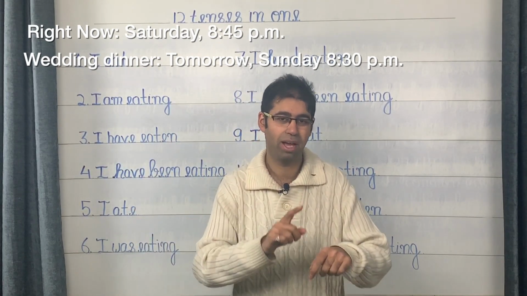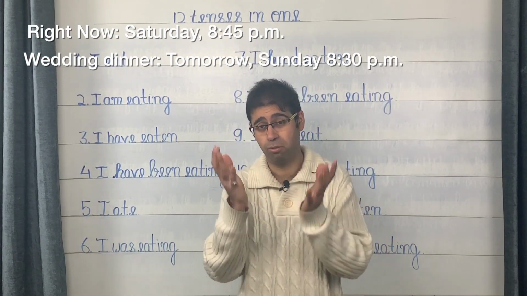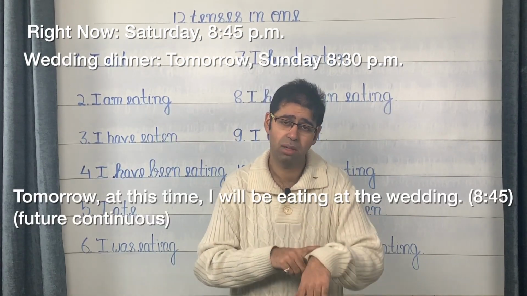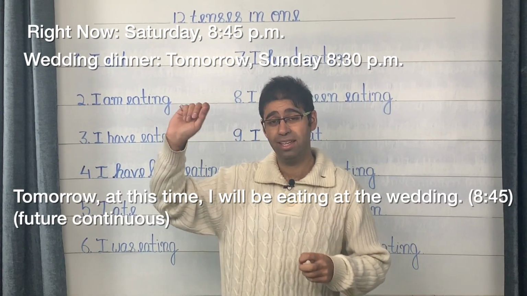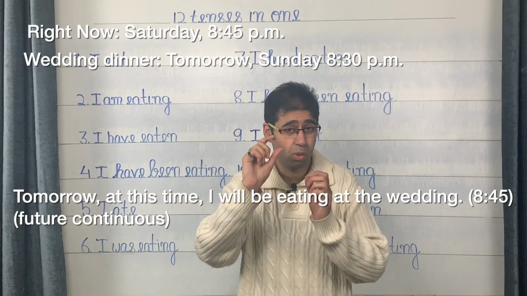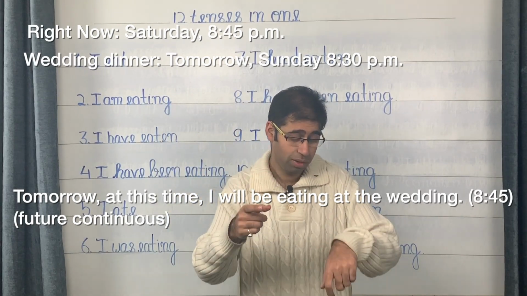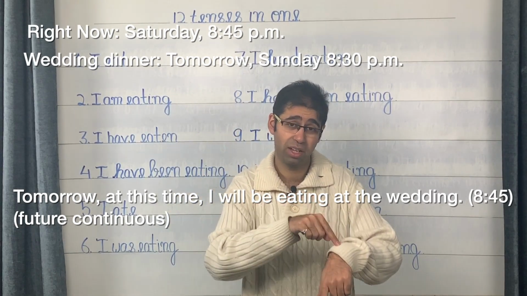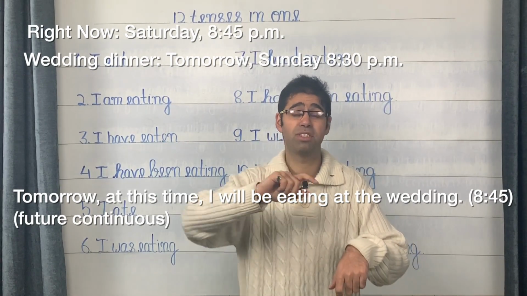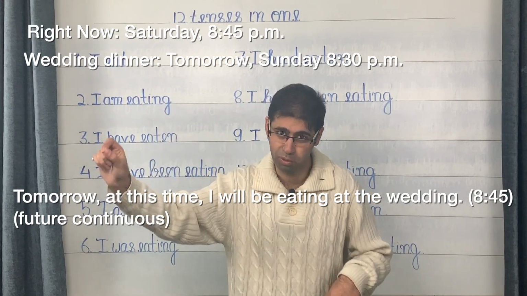So right now, at 8:45 Saturday, the person who has been invited for the dinner tomorrow looks at the watch and says that by this time tomorrow, I will be eating at the wedding. So since this is the future continuous, it only pinpoints to a particular time in the future, and that's the exact same time which is on the watch right now, because by this time tomorrow, so in this case with the future continuous, the speaker is referring to 8:45 Sunday evening, that's tomorrow.